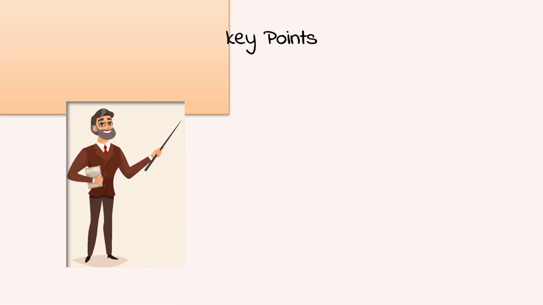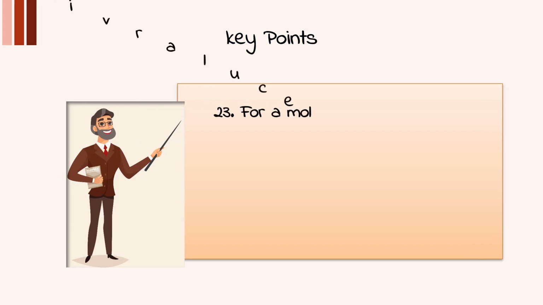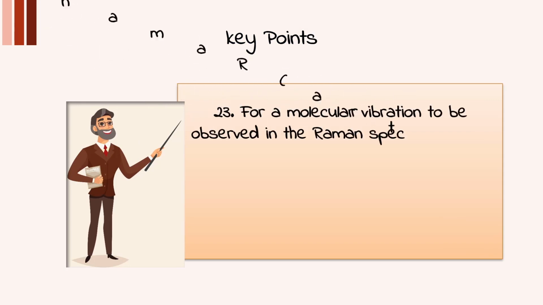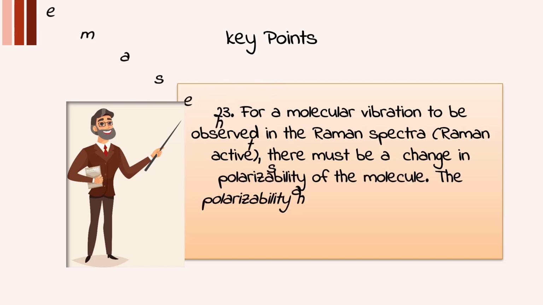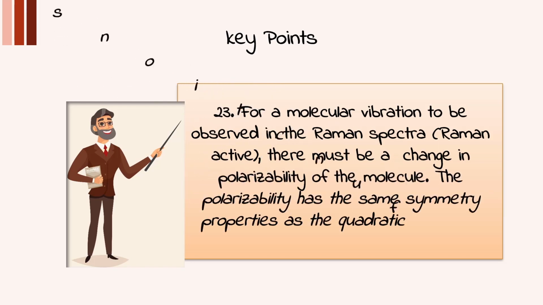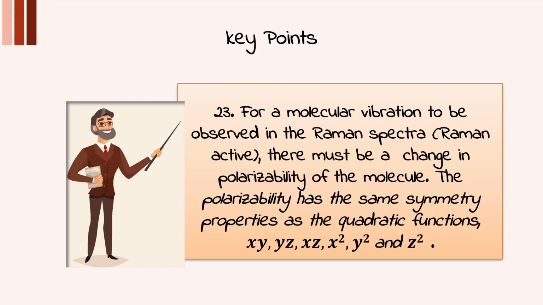Similarly, if we wish to talk about Raman activity, for molecular vibrations to be observed in Raman spectra, there must be a change in the polarizability of the molecule, and the polarizability has the same symmetry properties as the quadratic functions or the binary products that we see in the last extreme right part of the character table, that is xy, yz, xz, x square, y square, z square, x square minus y square, etc. So these are some key ideas that you might like to revise.